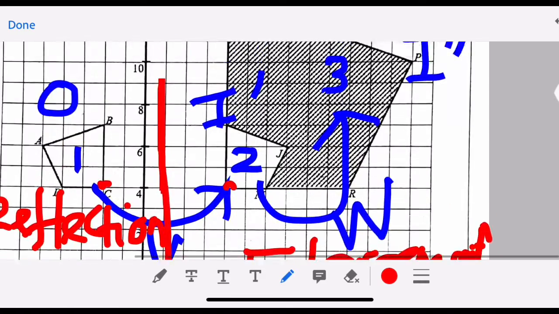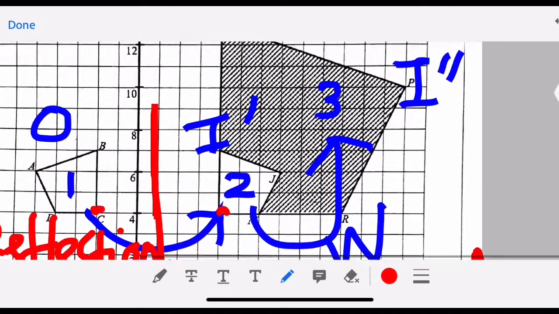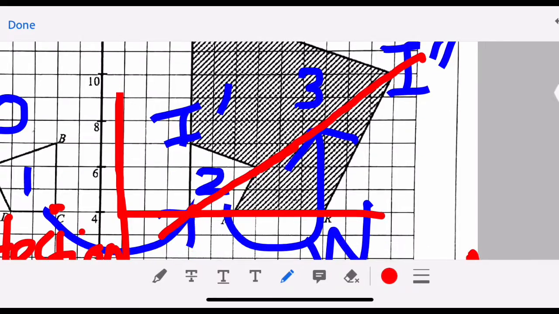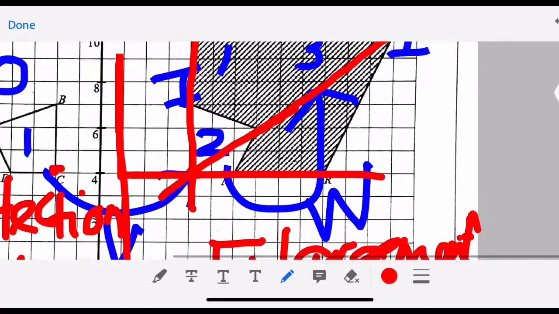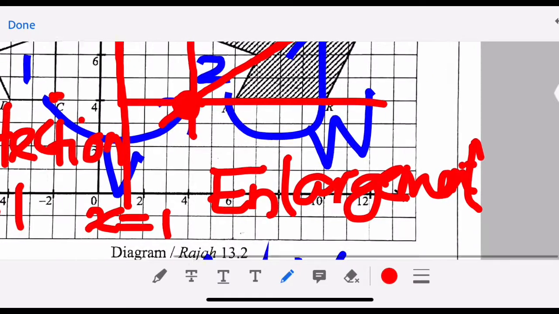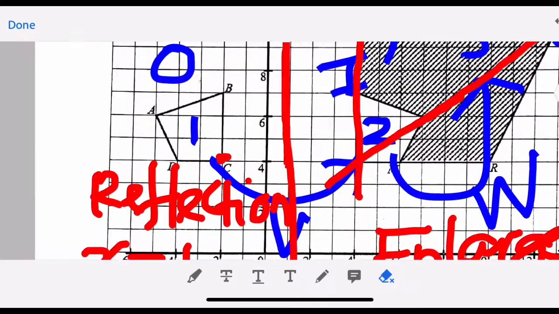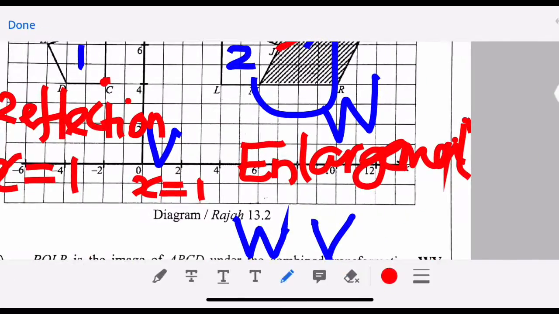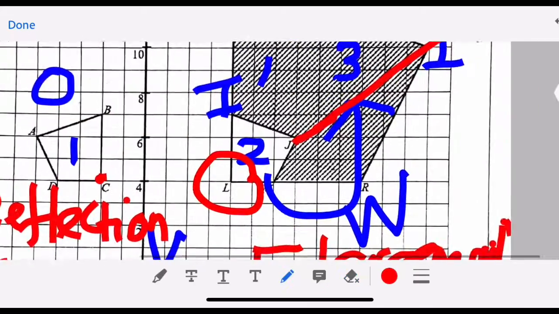And then, enlargement must have the center. How to find the center is you connect the corresponding points, object to image, then you drag. Then you will see they will intersect at one point. So you see all the 3 lines pass through this point. So that is actually the center. You can just label the point L. Center is L, right? So center L, and scale factor is very simple.